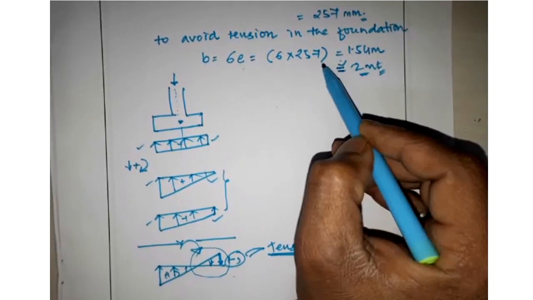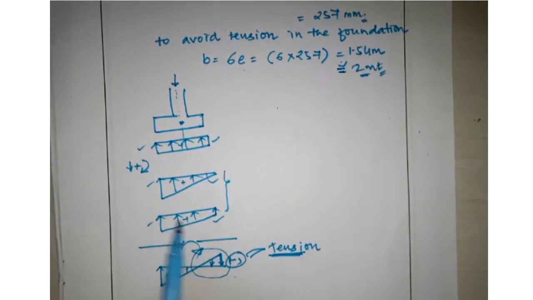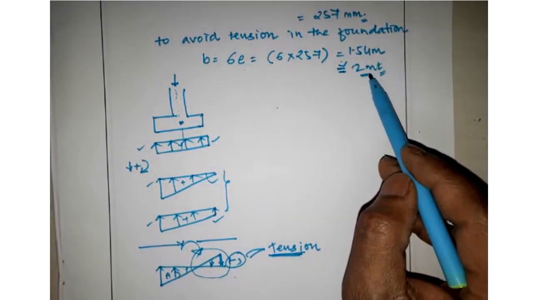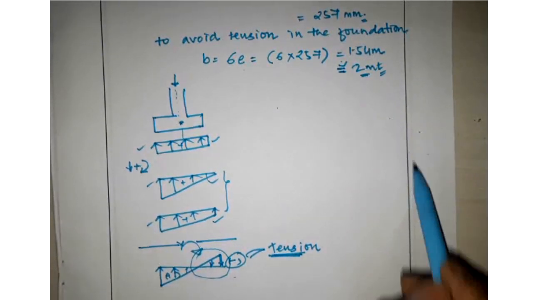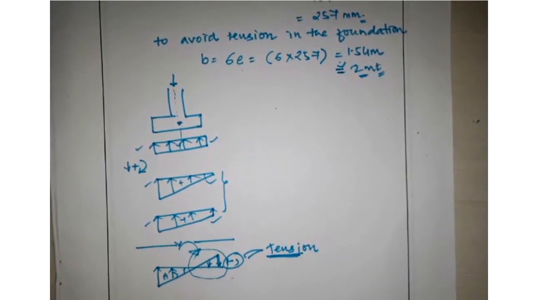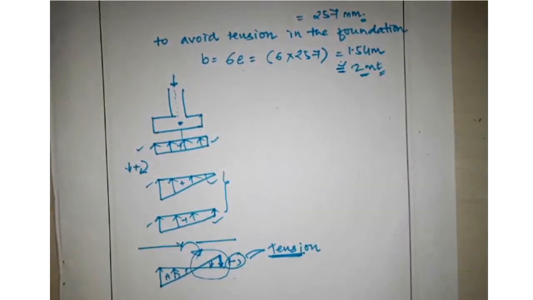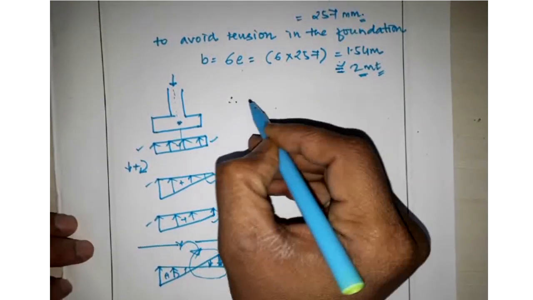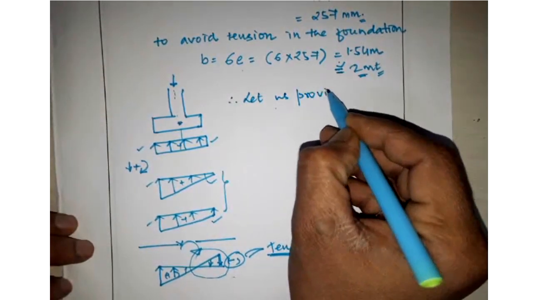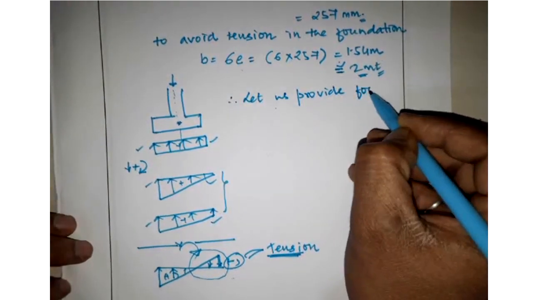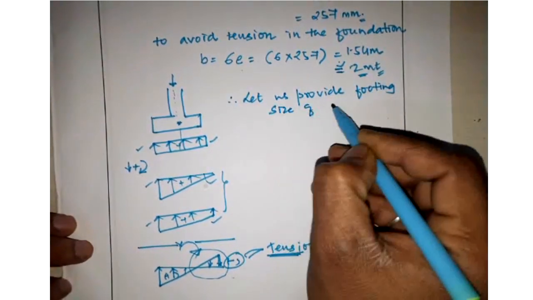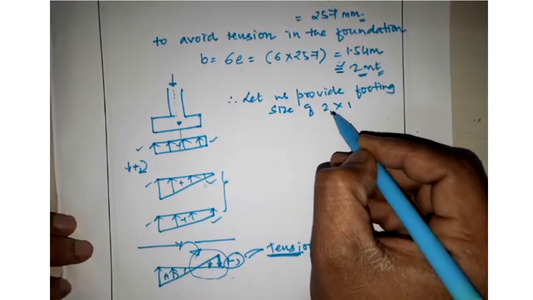So my suggestion is, if you get B less than 2 meter, you consider 2 meter for safety. Okay, then we have further calculation now. So therefore let us provide a footing size of 2 meter by 1 meter.